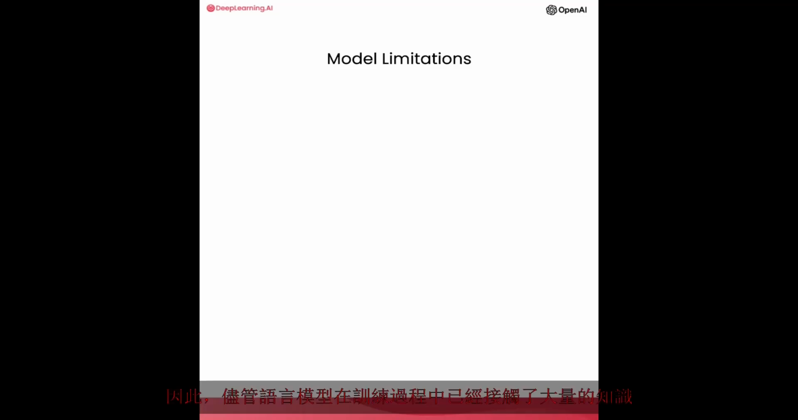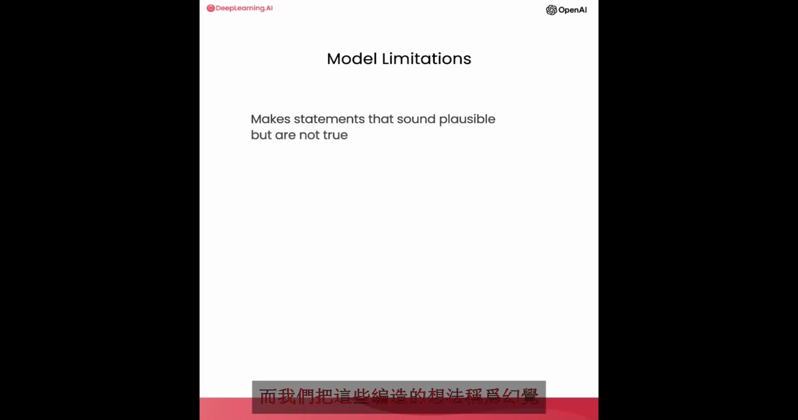So even though the language model has been exposed to a vast amount of knowledge during its training process, it has not perfectly memorized the information it's seen, and so it doesn't know the boundary of its knowledge very well. This means that it might try to answer questions about obscure topics and can make things up that sound plausible but are not actually true. And we call these fabricated ideas hallucinations. And so I'm going to show you an example of a case where the model will hallucinate something.